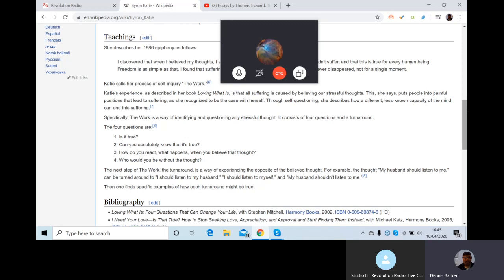The answer to that one is probably no. Second question, can I absolutely know that it's true? Again, the answer is probably no. So the third question, for that assumption that I'm capable and it's possible to live a quiet life all the time, is, how do you react? What happens when you believe that thought?